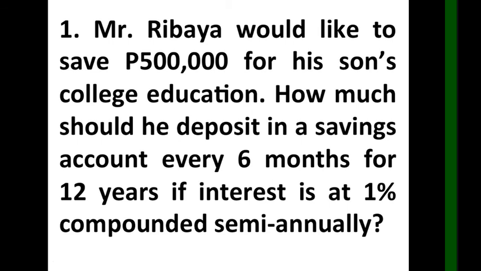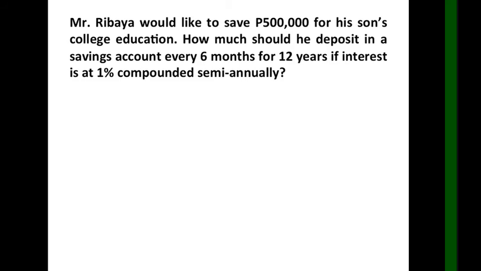Mr. Rivaya would like to save 500,000 for his son's college education. So Mr. Rivaya is thinking, so it's more on futuristic. That's why 500,000 is the F. How much should he deposit in a savings account every 6 months for 12 years if interest is at 1% compounded semi-annually? First, write the problem.